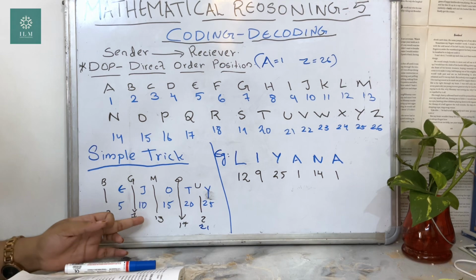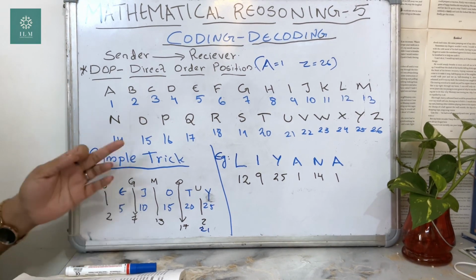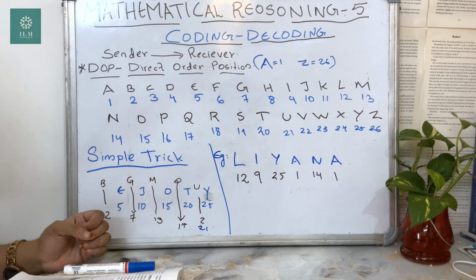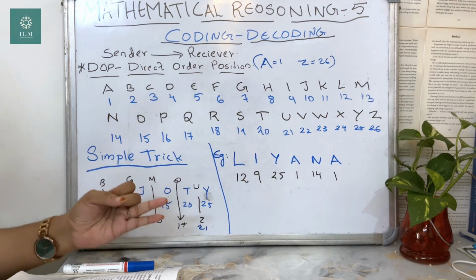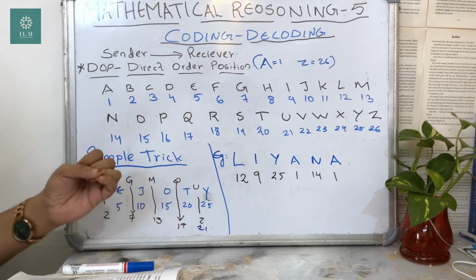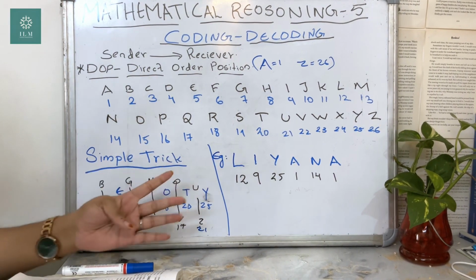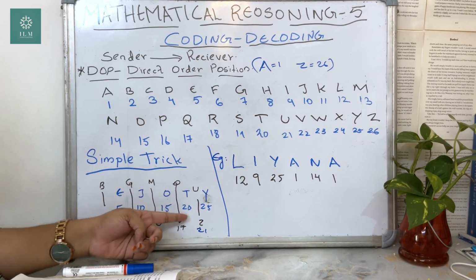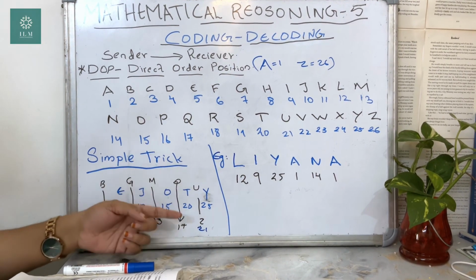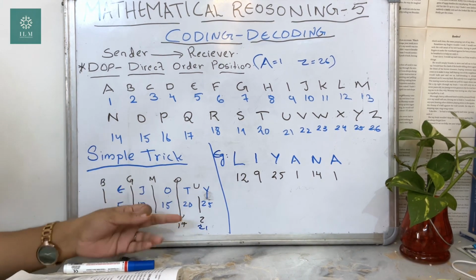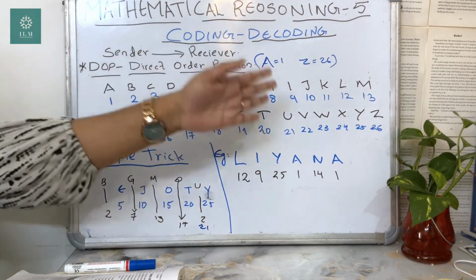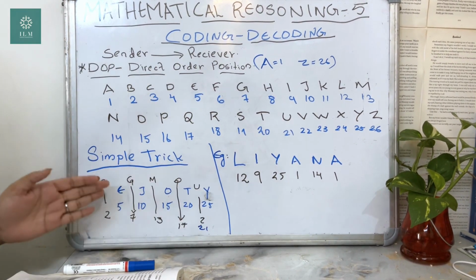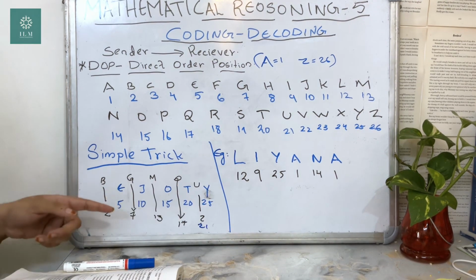Then here J is in the 10th position. And if I'm asking what is M, then you can say J, K, L, M, that is 10, 11, 12, 13. So M comes in the 13th position. Here T is 20. So if I'm asking what is U, then you can say TU, so that will be 21. So there is no need to write all of this if you remember EJOTY. This is a simple trick.